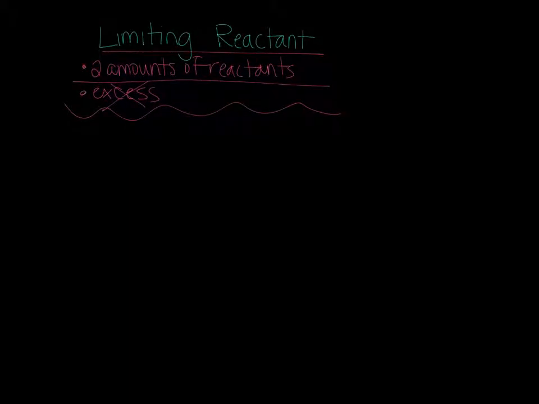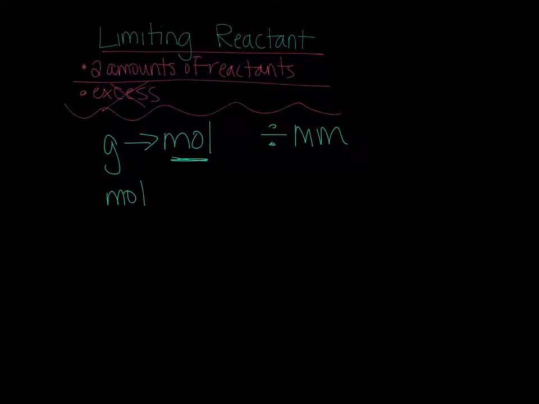What you're going to do is make sure all grams are converted to moles. Sometimes we will give it to you in moles. That's when you just leave it alone. But you need it to be in chemistry language, which is moles. So grams to moles, if you remember, is dividing by your molar mass. Okay. Once it's in moles, you take the mole and you divide it by its coefficient from the balanced equation.